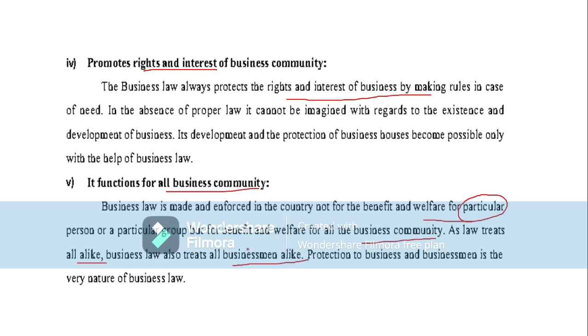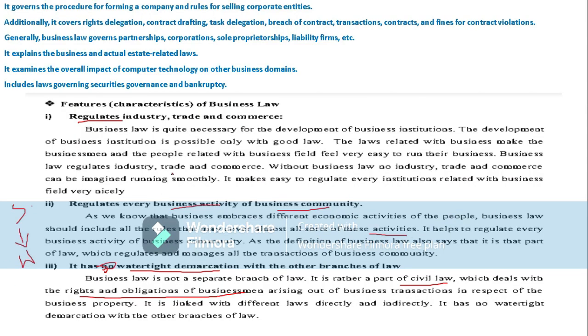These business laws are created for the whole business community, for the welfare of the community, and not for a particular person. So these are the features of business law: regulations related to industry, regulations related to business activities, and branches of law.